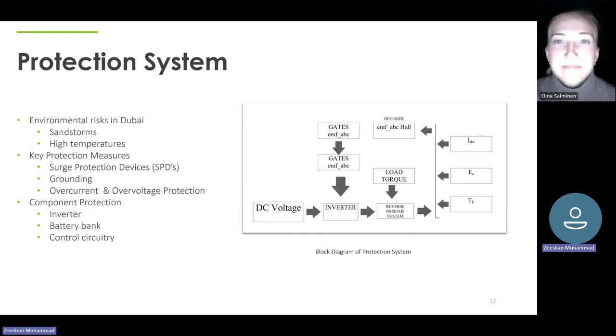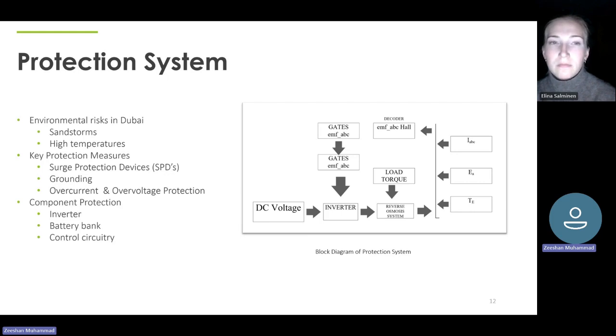This is a brief information about the protection system which we have used. If you consider Dubai, there are environmental risks like sandstorms and high temperatures. In order to protect the system, we have to introduce surge protection devices, grounding, overcurrent, and voltage protection. In order to combat sandstorms, we might also need to clean the solar panels very often. The main components which need protection are the inverter, battery bank, and control circuitry. The figure on the right shows a brief block diagram of the protection system.